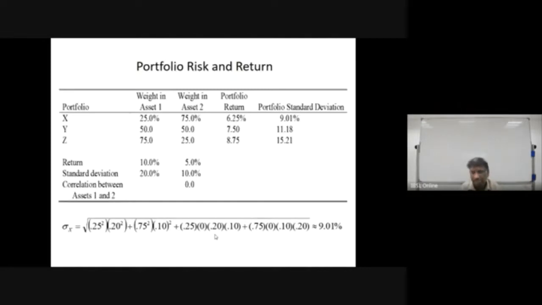What do you see? Come on, if you can't answer what you see, then you can't answer anything. This is what you see on the board. Just express your views. What do you see when the portfolio weightages change like this, with asset one increasing and asset two decreasing? What is happening with the outcome? Anyone?